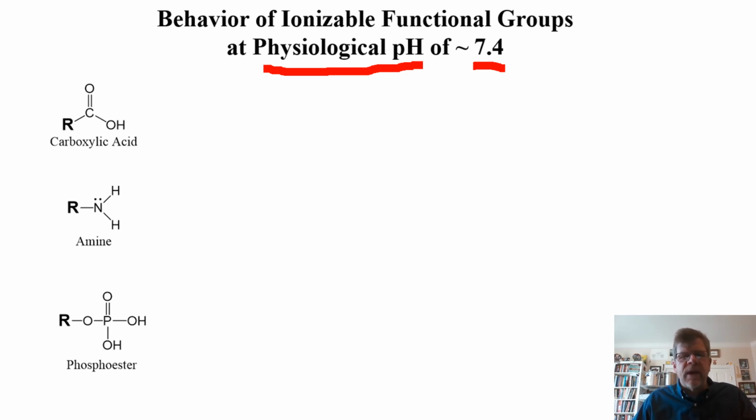It's always pH 7.4. Now, there are certain functional groups which are ionizable at that particular physiological pH of 7.4, three of which, very important points, are shown right here: the carboxylic acids, the amines, and the phosphoesters. So let's look at what happens when we place a carboxylic acid, an amine, or a phosphoester into an environment that is exquisitely balanced to have a pH of 7.4.